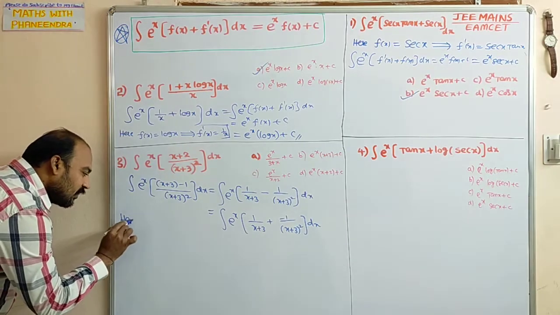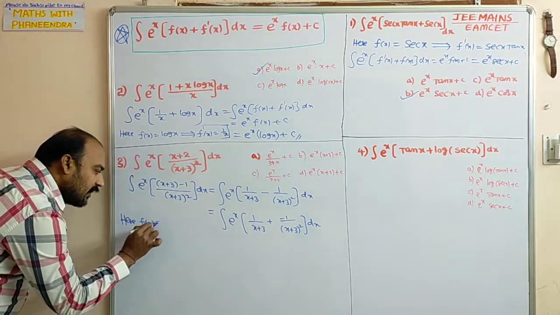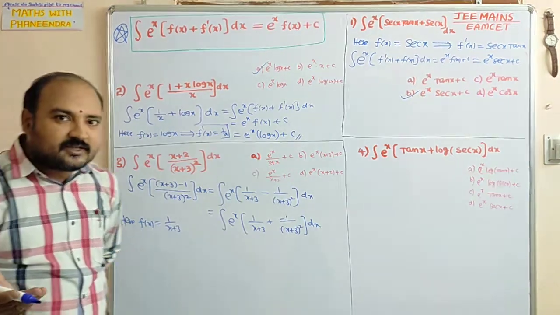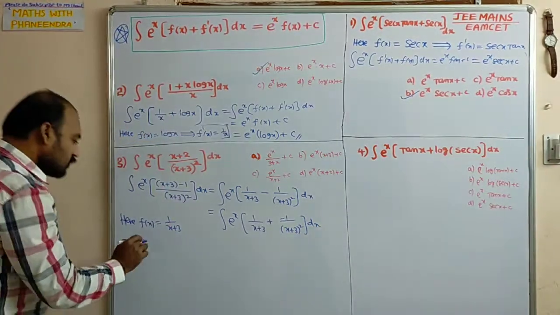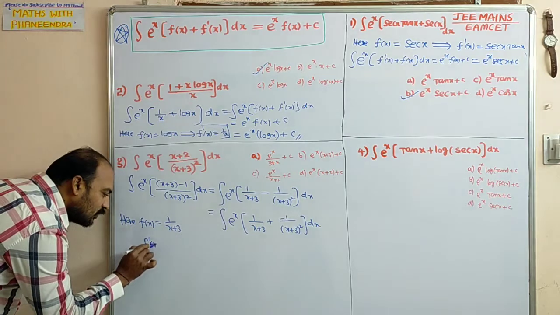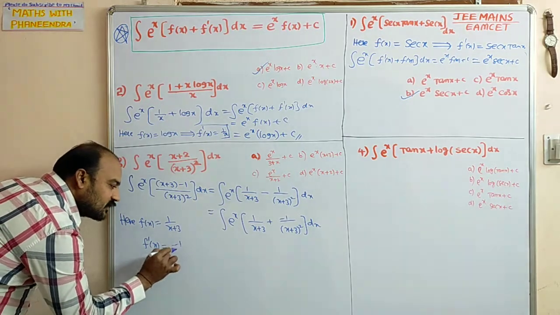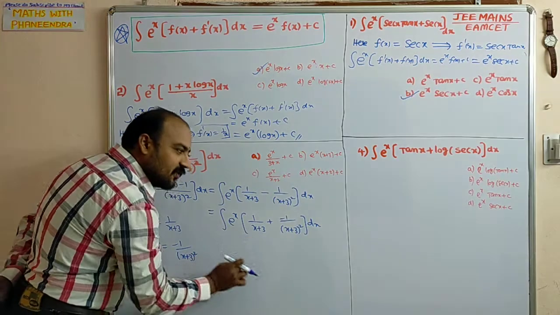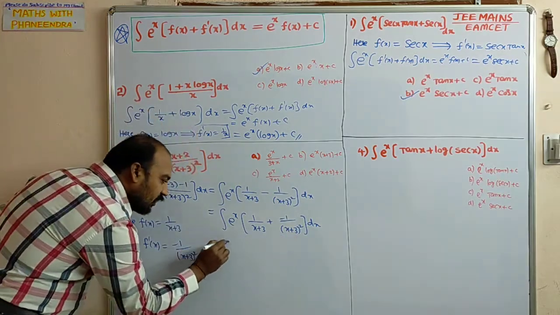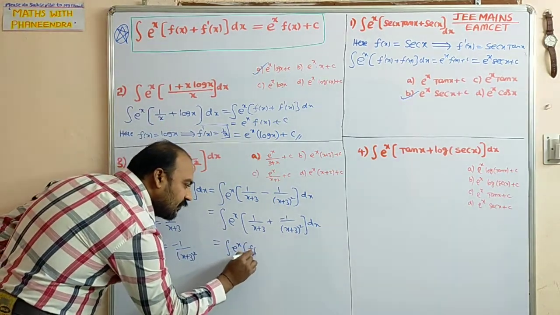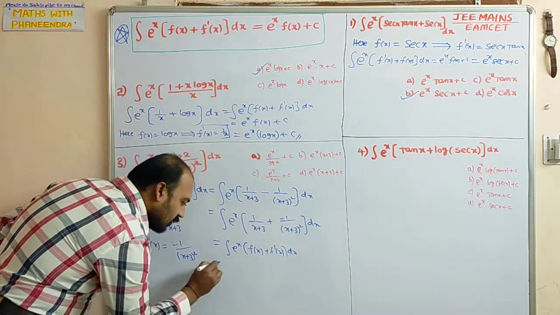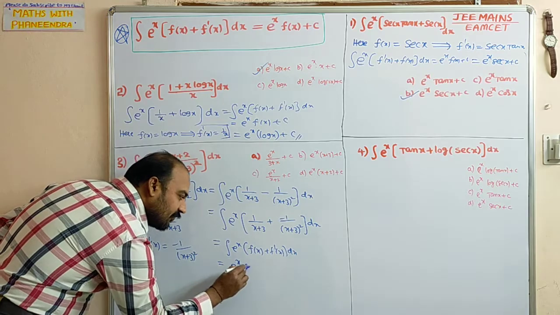Here f of x is equal to 1 by x plus 3. If you take d by dx of 1 by x, what is it? Minus 1 by x square. So f dash of x is equal to minus 1 by x plus 3 whole square. Now this value is f of x, this value is f dash of x. Integral e power x into f of x plus f dash of x into dx is equal to e power x into f of x plus c.